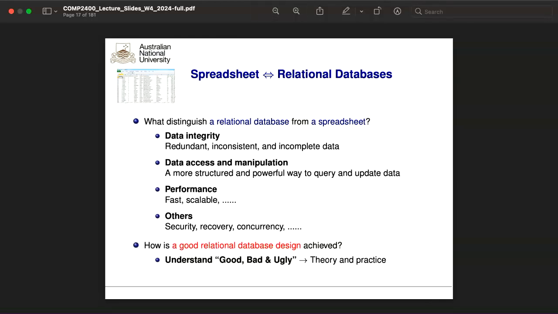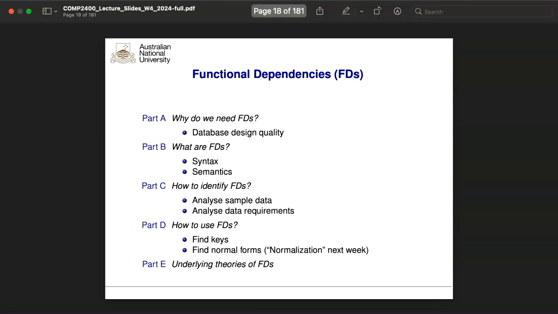So, in order to understand how we can design a good database, the most important thing is we need to know what is a good relational database design and what is a bad relational database design. It's like two sides of one coin. That's what we are going to talk about.